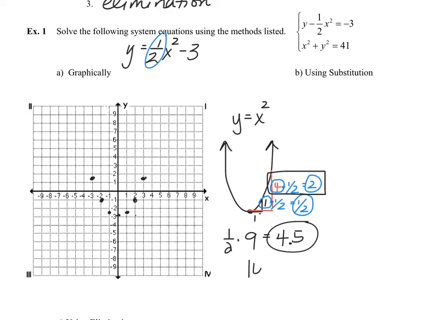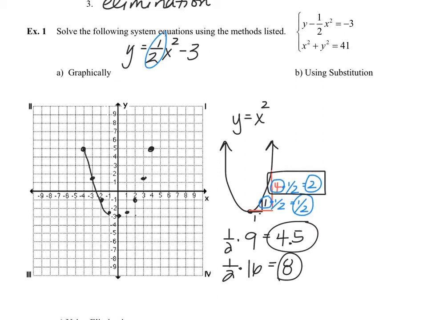So 4 squared is 16, but again we're multiplying that by 1/2. So half of 16 is going to be 8. So from the vertex, we're going to go right 4, and we will go up 8. So that's going to put me at 4, 5, and then from the vertex left 4 and up 8, which will put me at negative 4, 5.